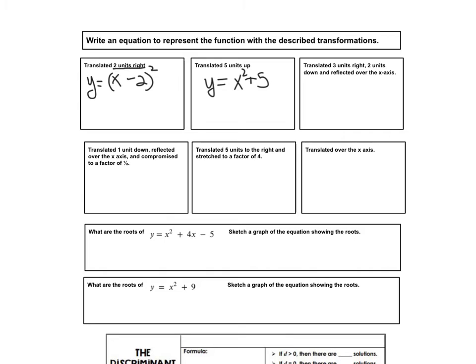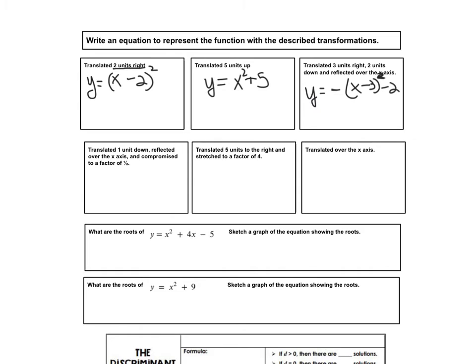Translated 3 units to the right, 2 units down, and reflected over. So A needs to be negative. And it went 3 units to the right, which is plus 3, but in opposite world, it's minus 3. And don't forget your square there. And then 2 units down, so minus 2.